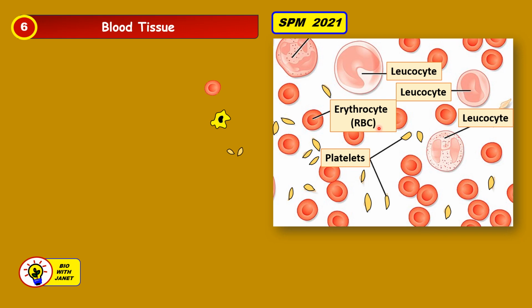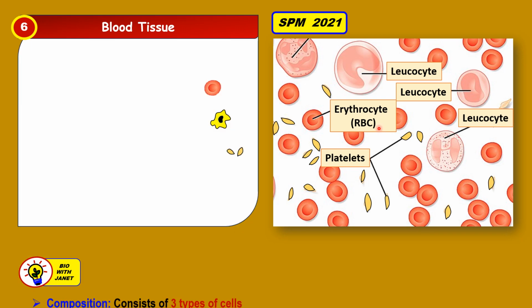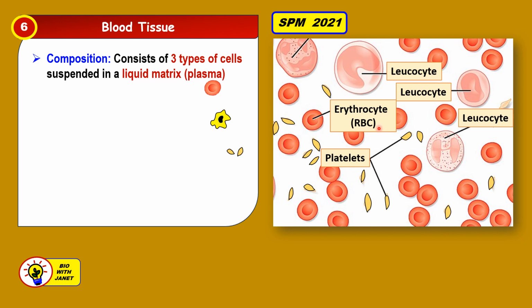We come to blood. Blood is also a connective tissue. Now, the composition of blood. Blood consists of three types of cells suspended in a liquid matrix, which is the plasma. Plasma is the liquid part of blood that is pale yellow in color. Inside the plasma, there are three different types of cells.